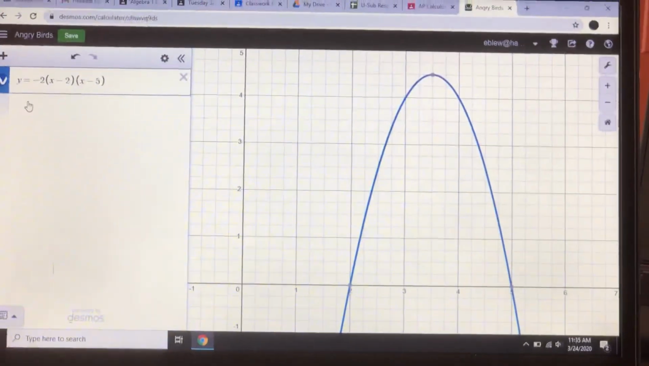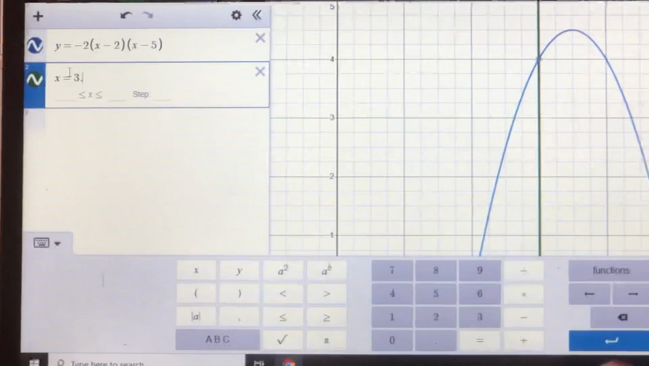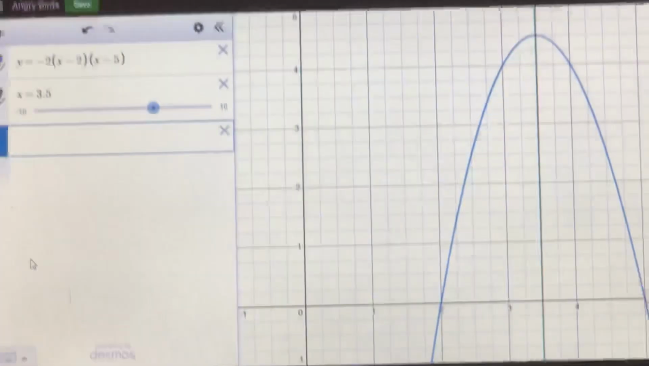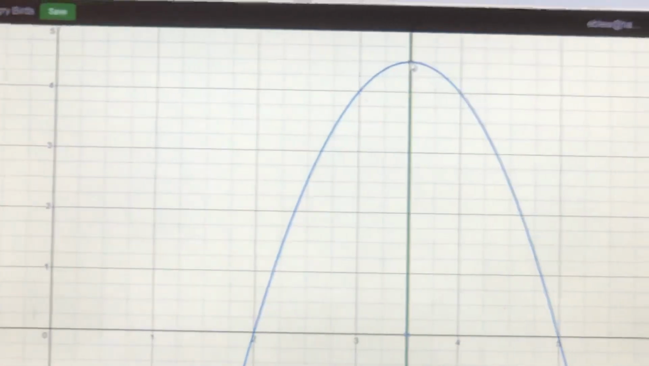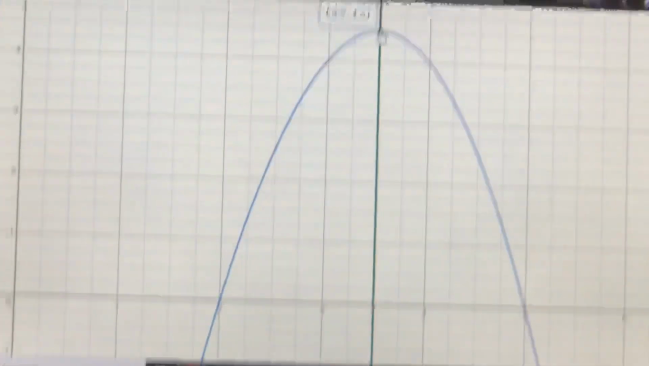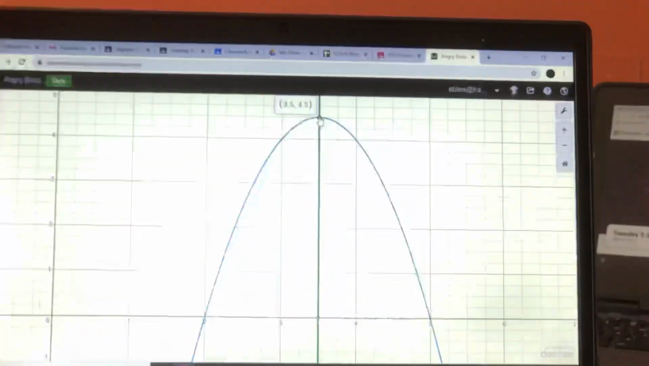So if I wanted to, I'm just using Desmos as an example here, I could type in the vertical line x equals 3.5, and here it shows up for me in green, and there is my axis of symmetry. It's the x-coordinate of the vertex, it's x equals 3.5. So that's step 2 of your project, numbers 1 and 2.